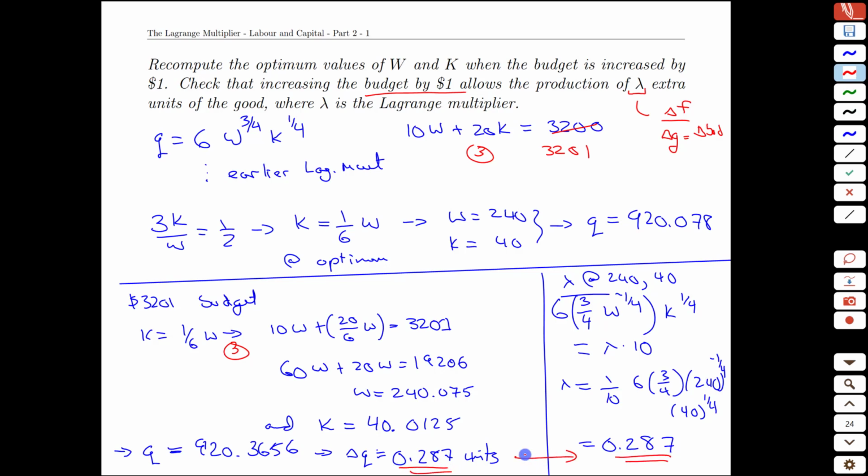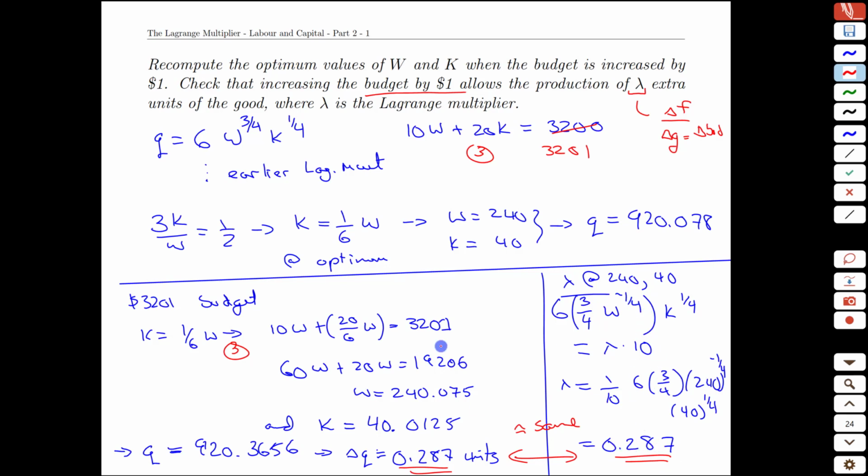Those two values, not coincidentally, are very close to the same. This is capturing the idea that an increase in the budget, which is our change in the constraint value, can be captured by this lambda value. Once we know that its number is 0.287, we can look at that immediately and say, oh, if I had $1 more in my budget, I could get 0.28 more units, and it's a scaling factor. If I had $10 in my budget, I could get 10 times this change in my quantity produced.